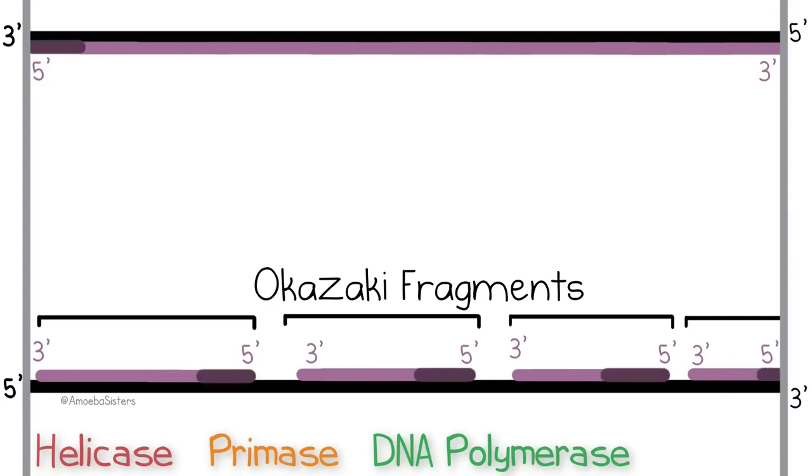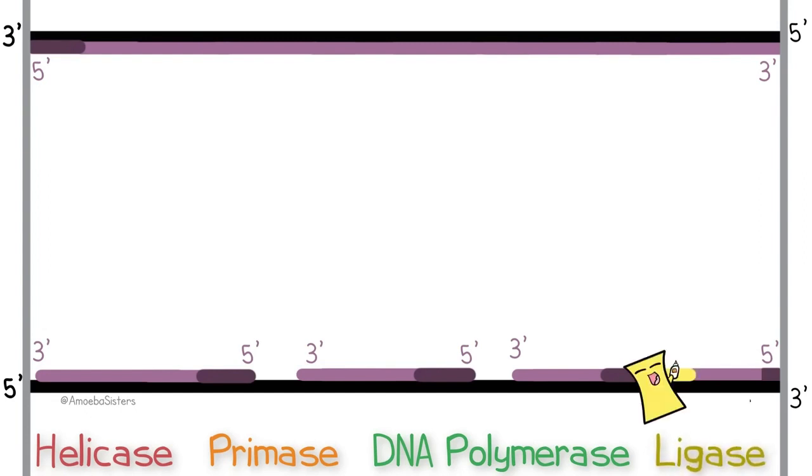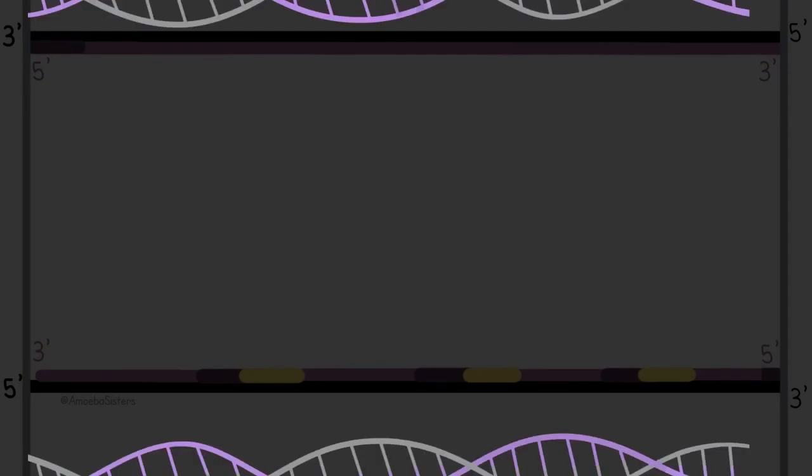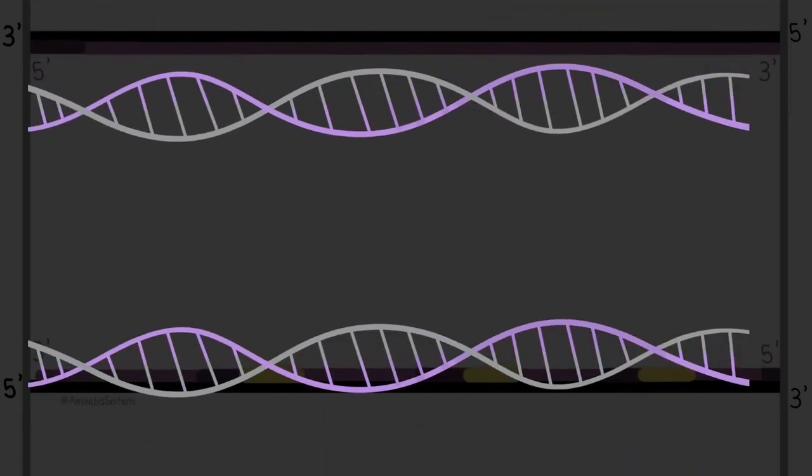Primers have to get replaced with DNA bases since the primers were made of RNA. Ligase, the gluing enzyme, as I like to nickname it, has to take care of the gaps between Okazaki fragments, sealing them together. At the end of replicating, you have two identical double helix DNA molecules from your one original double helix DNA molecule.